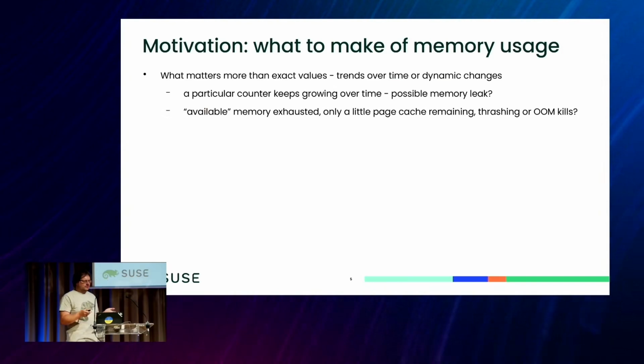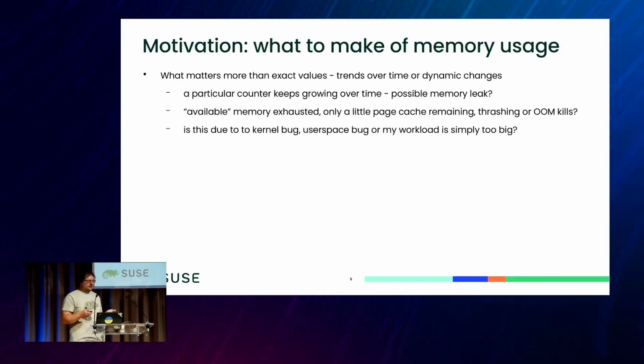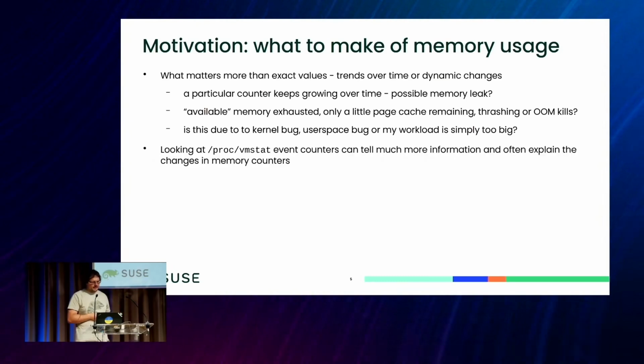Why is available memory exhausted? And I see thrashing or even OOM kills, also a good question. And then you have to figure out, is this a kernel bug, something's leaking memory, or user space is leaking memory, or my workload just processes too much data to fit into my RAM.